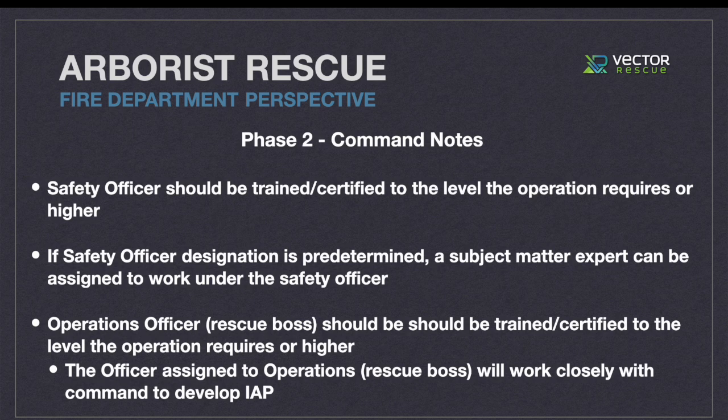In a lot of organizations, the safety officer role is a predetermined person that may or may not have experience in all of the types of incidents that you may respond to. So an easy way around that is if you have a subject matter expert on scene, they can be assigned to work under the safety officer as an aide, in an advisory capacity, to bounce any questions off of that the safety officer might have.